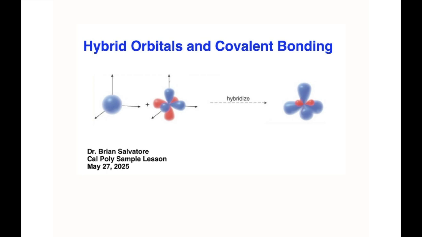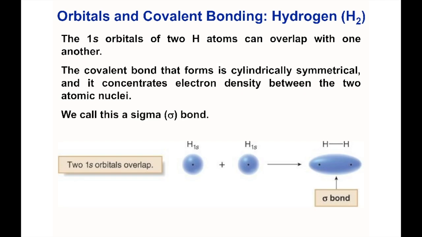Today we're going to discuss the concept of hybrid orbitals and covalent bonding in chemistry. The concept of hybrid orbitals is a very important one, and it describes the mixing or the combination of individual atomic orbitals on the same atom to form new orbitals on that atom that are more suitable for forming covalent bonds, thereby assembling molecules.